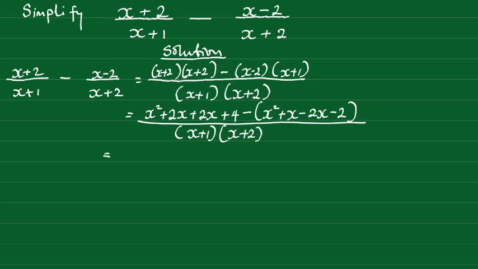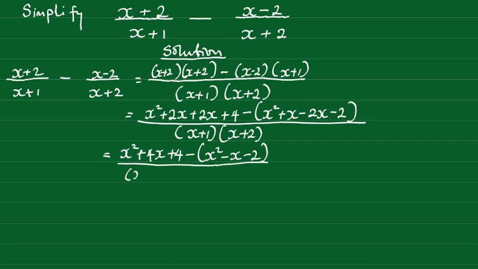Now this is equal to x squared plus 2x plus 2x gives us plus 4x plus 4. All right, we have a minus bracket open, we have our x squared here, and plus x minus 2x ends up giving us minus x, minus 2, bracket close. These are divided by (x + 1)(x + 2).